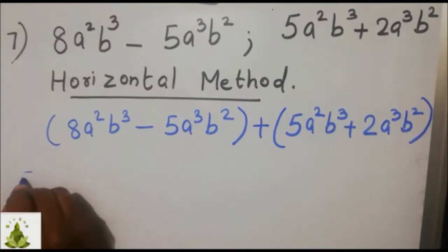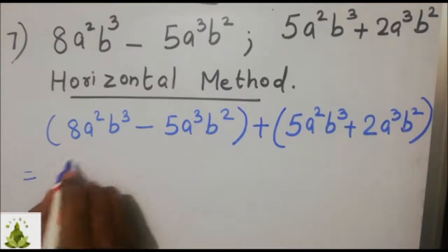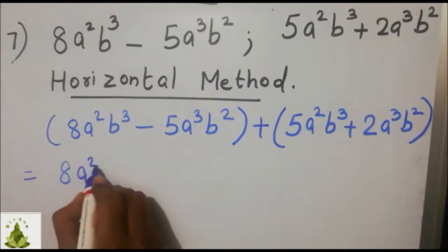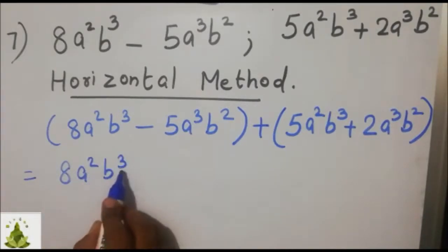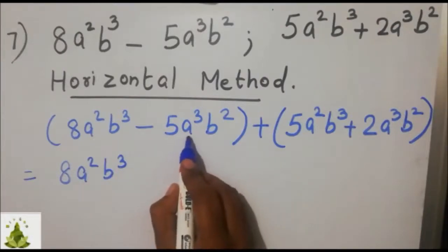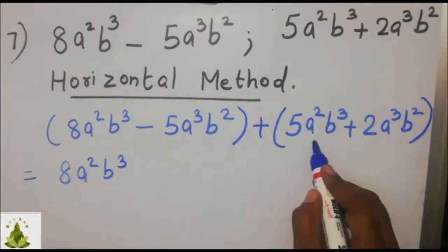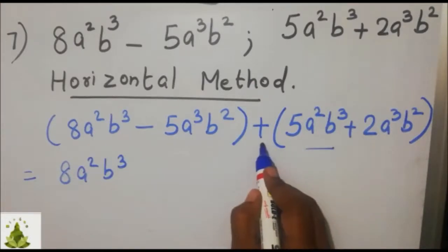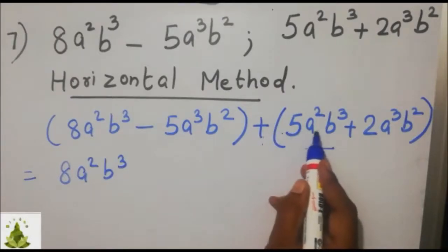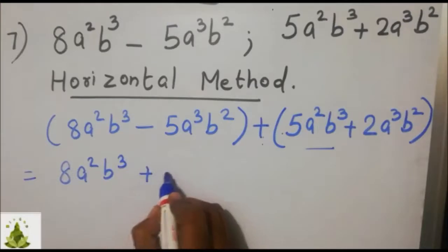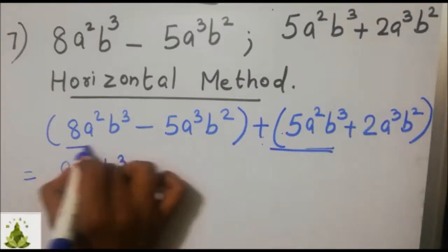Now, the next step will be, first I will take this term 8a square b cube. Now check whether an a square b cube term is there anywhere or not. Here it is a cube b square, here it is a square b cube. Is it clear? See this one. So I will bring it along with the sign, plus into plus it is. Here nothing means plus sign, so plus into plus, plus itself. So plus 5a square b cube. Is it clear? So this and this came together.